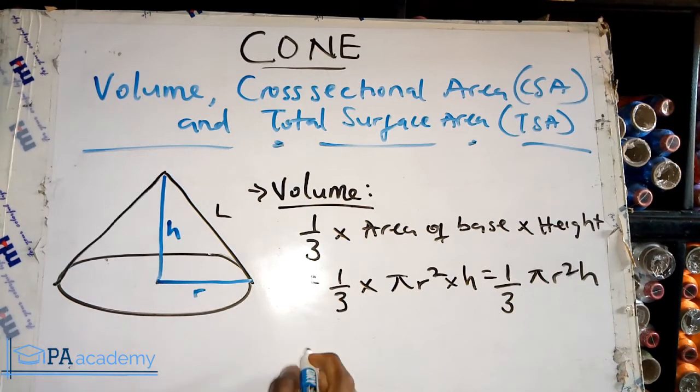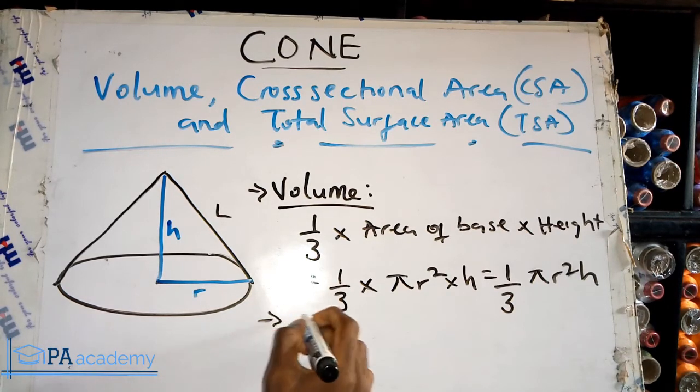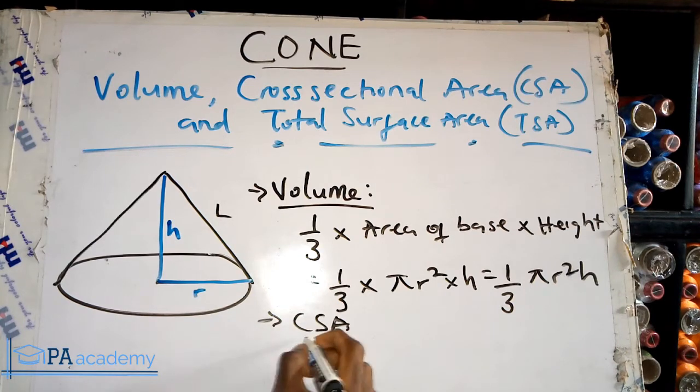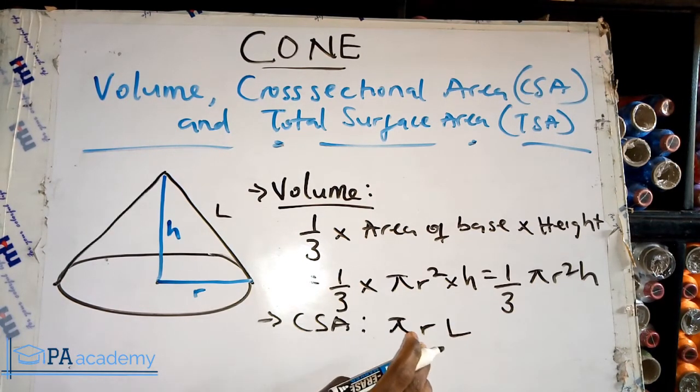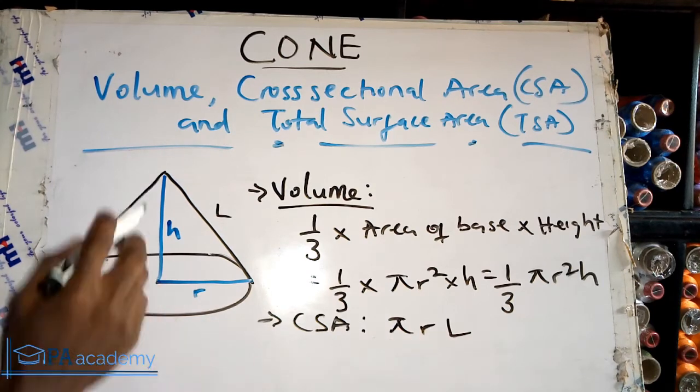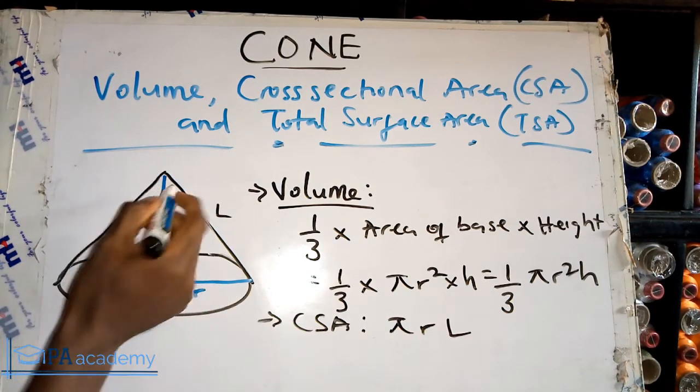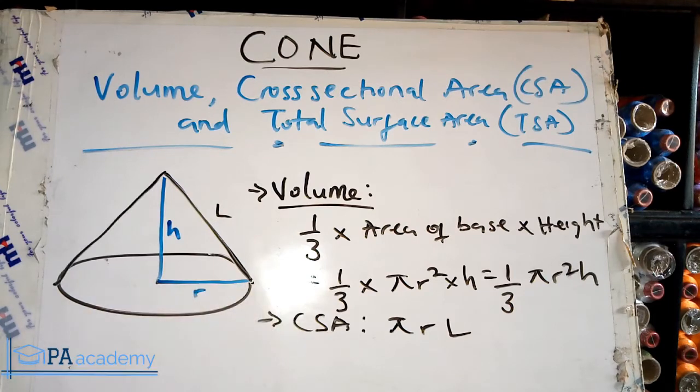Then the next one is the cross-sectional area, which is represented with CSA. The formula to calculate the cross-sectional area of a cone is pi r l. That means pi times the radius times the length. This is the length of the cone.